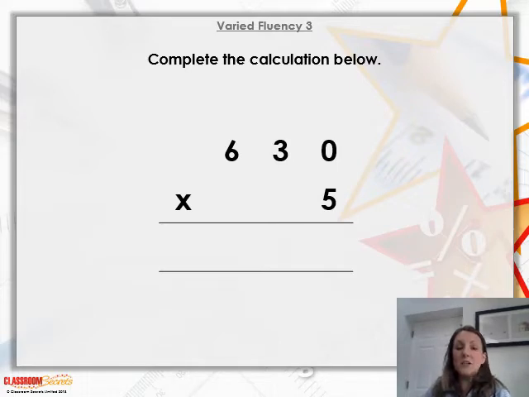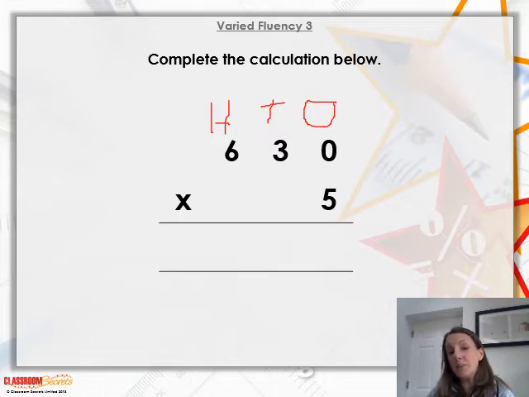Okay, the next one is looking at more formal written methods now. So this is the method that you need to be thinking about moving towards, more efficient, and this is the method you will be moving more towards in year 5 as well. So it's important that you start thinking about using this method and getting comfortable with it. So again, here are my hundreds, here are my tens, and here are my ones.